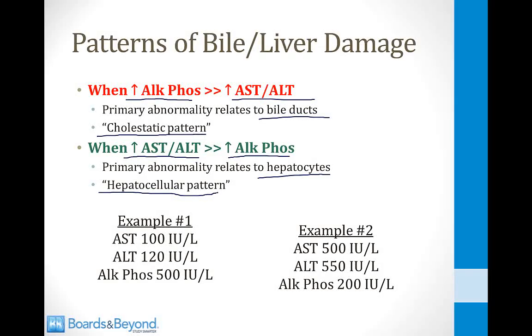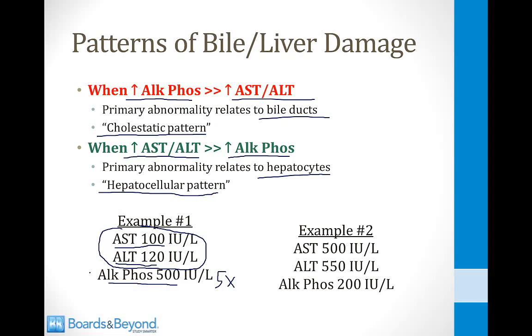So on the screen here, I've put two specific examples with actual numbers to help you understand. A normal AST and ALT is about 50, and a normal ALK-Phos is about 100. The actual normals are slightly different than that, but that's an easy way to remember it when you're looking at board questions. So in example number 1, we have an AST that is 100 and an ALT that is 120. These two values are about twice the normal level. Then we have an ALK-Phos level that is 500.